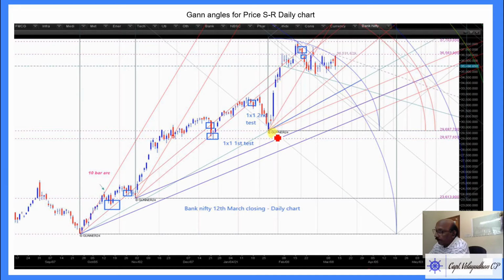And on the second day, it made a doji, but never breached the support angle of 1 by 1. And the third day made a very strong bullish candle after taking support on the 2 by 1 angle. So you have to see that the supports are very strong because the angle is very deep. The price was moving within a very narrow range. So this strong bullish move took price all the way up. Within a short time, price moved quite high.